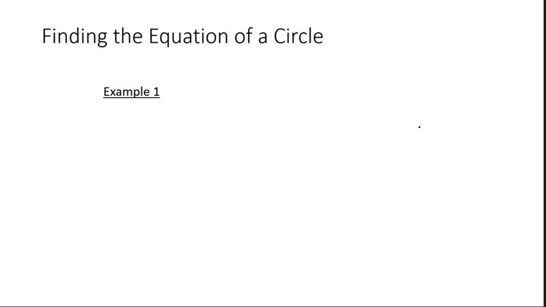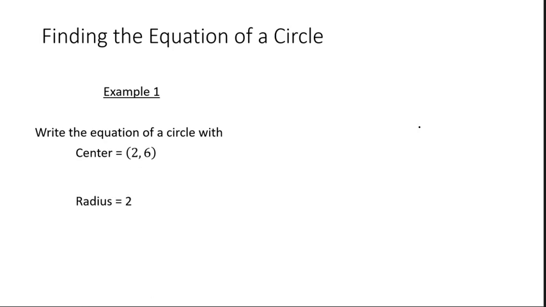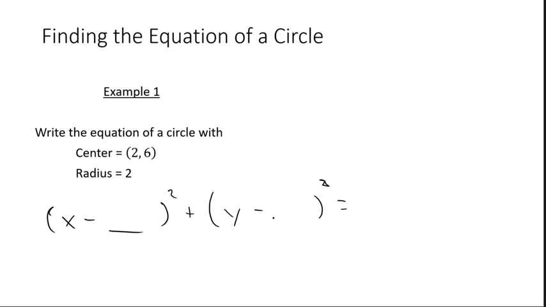All right, so example 1. Here we have the center at (2, 6), and the radius is 2, and we're trying to figure out what our equation is. So in general form, it's going to look like this: x minus something squared plus y minus something squared equals the radius squared.